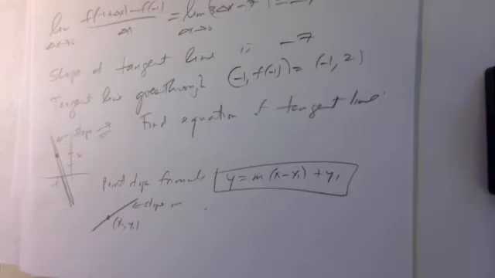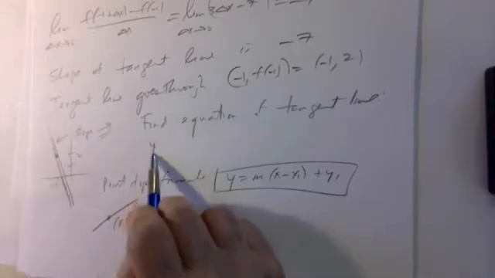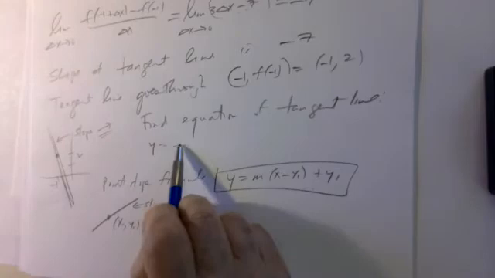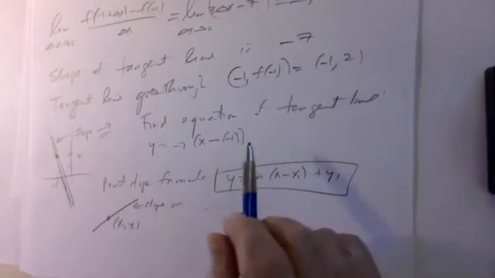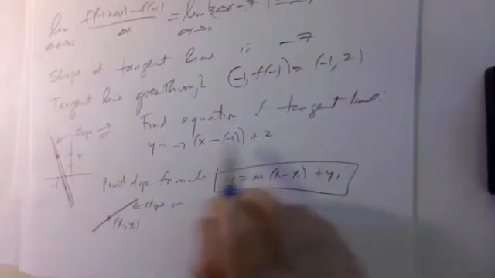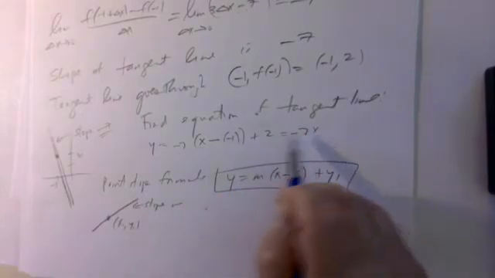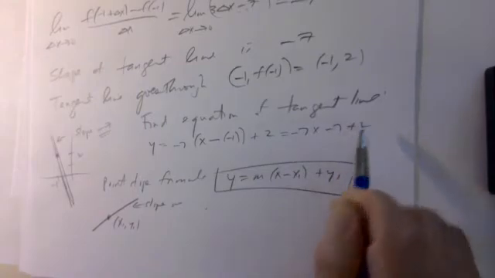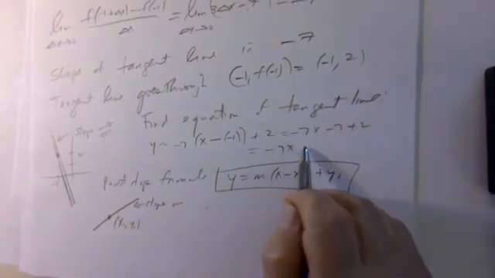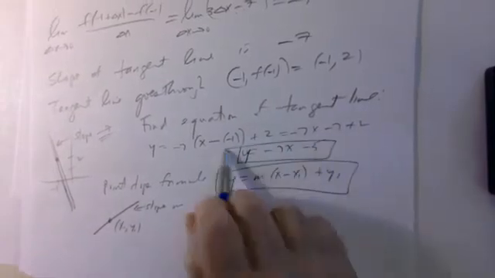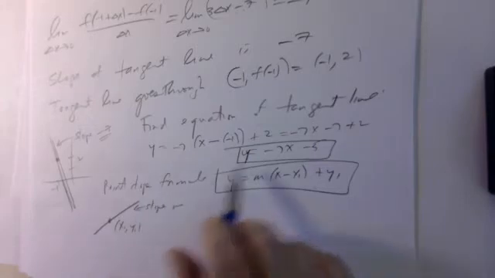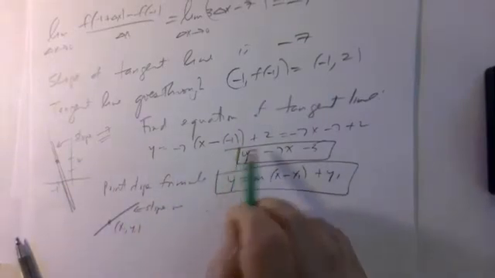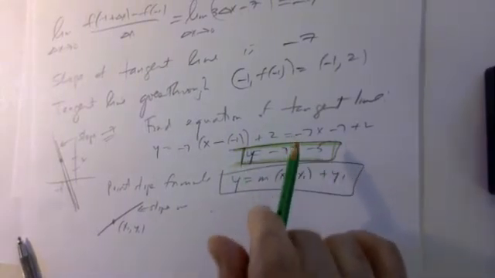Is it y equals minus 7x minus 5? Well, let's see. So y is equal to the slope minus 7, x minus x1, which is minus 1, plus y1, which is 2. So this is minus 7x minus 7 plus 2 is minus 7x minus 5. Right? So the tangent line is that.